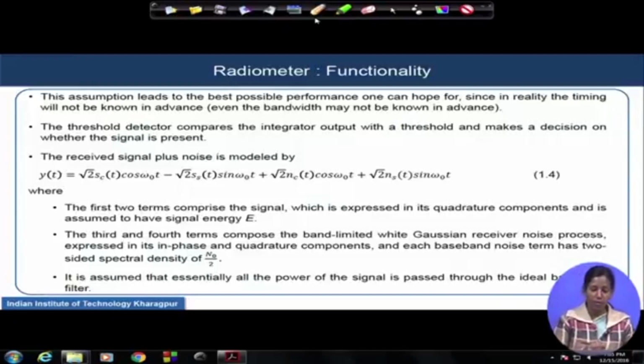So, for the received signal, let us see the mathematical form of the whole detector. We have a received signal at the input of the detector, which has a signal part as well as a noise part.